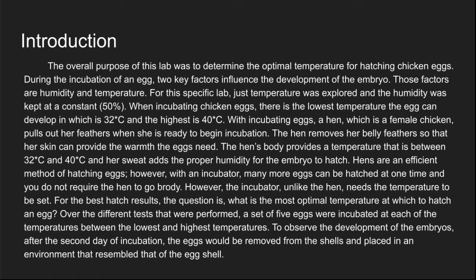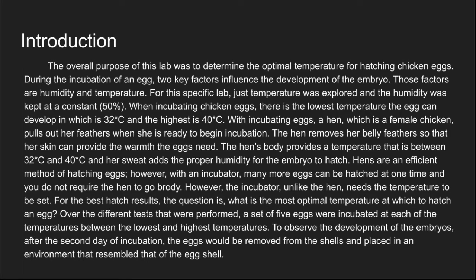Introduction. The overall purpose of this lab was to determine the optimal temperature for hatching chicken eggs. During the incubation of an egg, two key factors influence the development of the embryo. Those factors are humidity and temperature. For this specific lab, just temperature was explored and the humidity was kept at a constant 50%. When incubating chicken eggs, the lowest temperature the egg can develop in is 32 degrees Celsius, and the highest is 40 degrees Celsius.